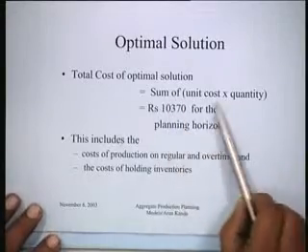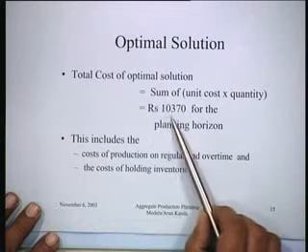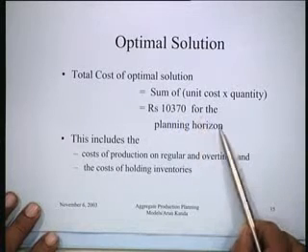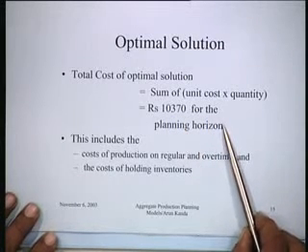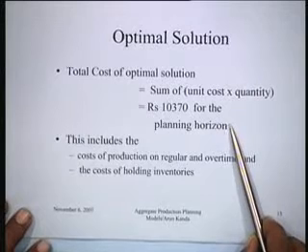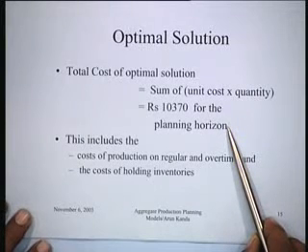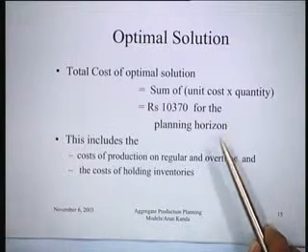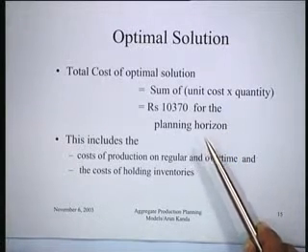So you will have this particular thing. You find that the total cost of the optimal solution is the sum of the unit cost and the quantity, which works out to 10,370 for the planning horizon. And we have a guarantee that there is no solution better than this available for this particular problem. So it's an optimal solution, right?